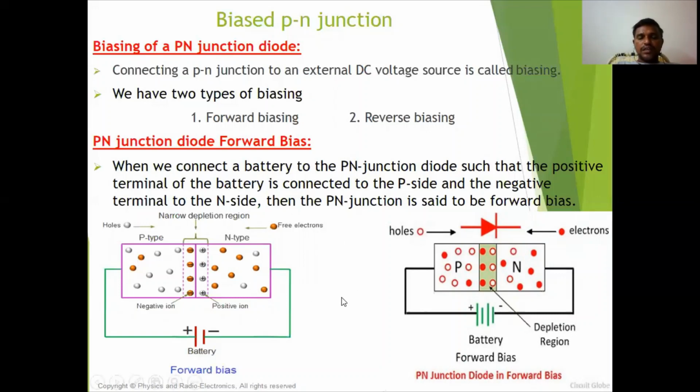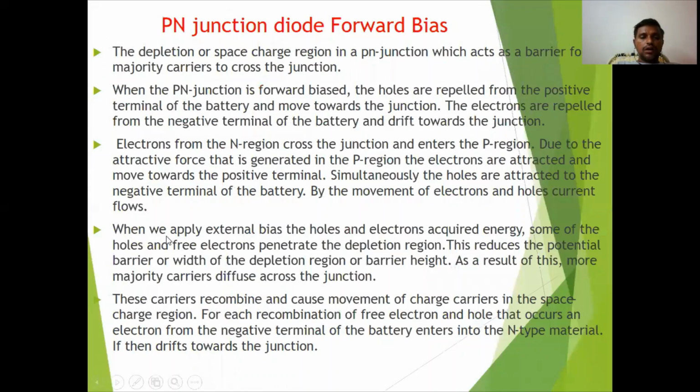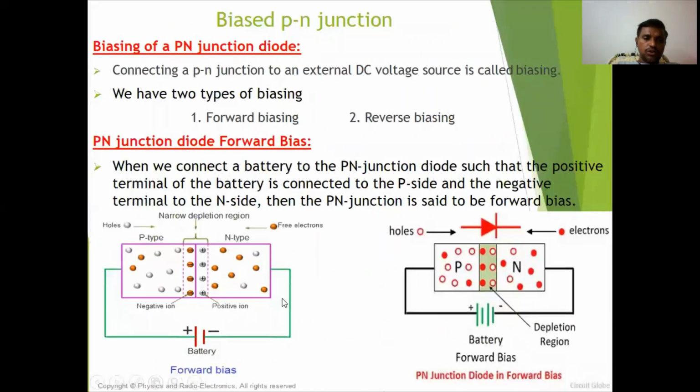As I increase the voltage more and more, what happens is, when we apply external bias, the holes and electrons acquire energy. Some of the holes and free electrons penetrate the depletion region. This reduces the potential barrier, or width of the depletion region, or barrier height. As a result of this, more majority carriers diffuse across the junction. Okay, it is no problem.